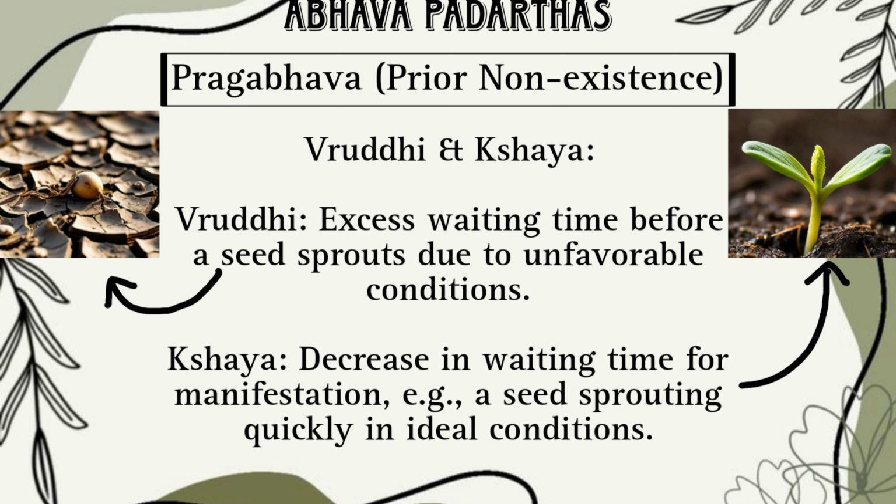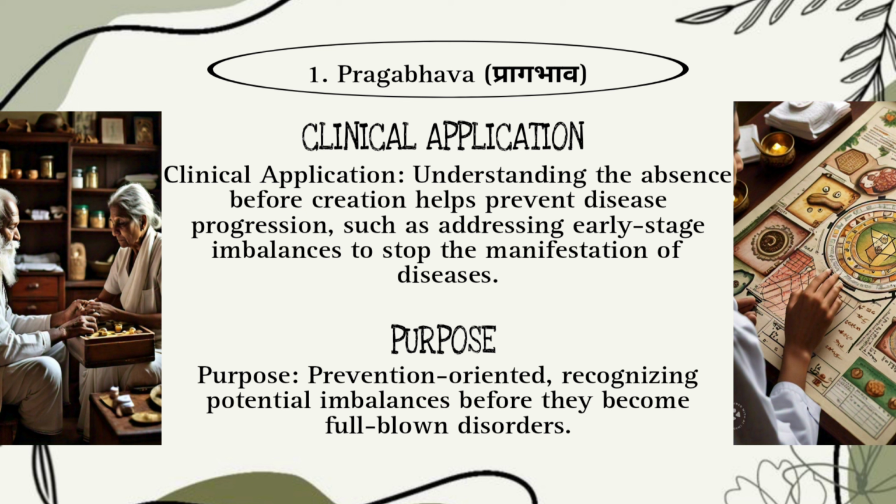Vriddhi: excess waiting time before a seed sprouts due to unfavorable conditions. Kshaya is a decrease in waiting time for manifestations. Example: a seed sprouting very quickly in ideal conditions. Clinical application: understanding the absence before creation helps prevent disease progression, such as addressing early stage imbalances to stop the manifestation of diseases. Purpose: prevention oriented, recognizing potential imbalances before they become full blown disorders.